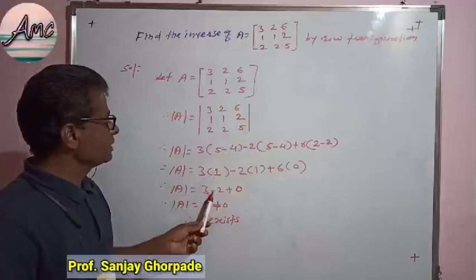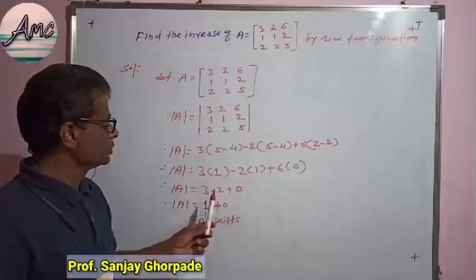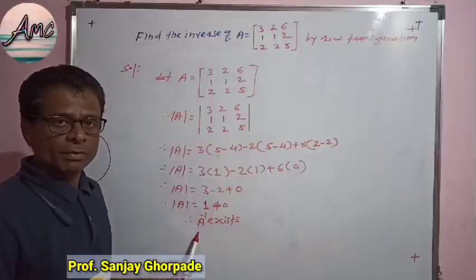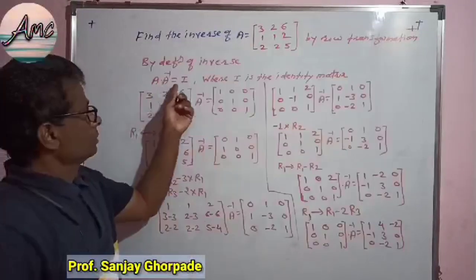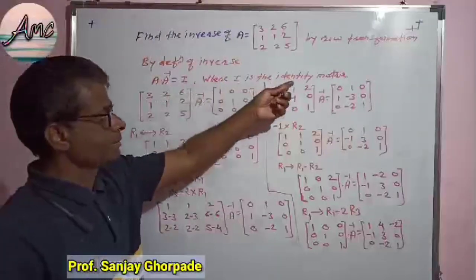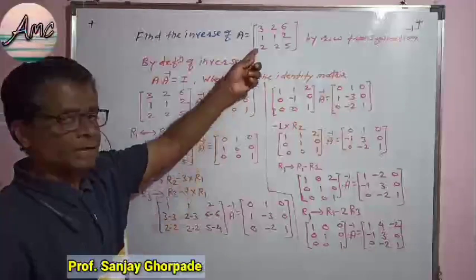That is 3 into 1 is 3, minus 2 into 1 is 2, plus 0. So 3 minus 2 equals 1, definitely not equal to 0. Therefore, A inverse exists. By definition of the inverse of a matrix, A into A inverse is equal to I, where I is the identity matrix whose order will be similar to that of the given matrix A.